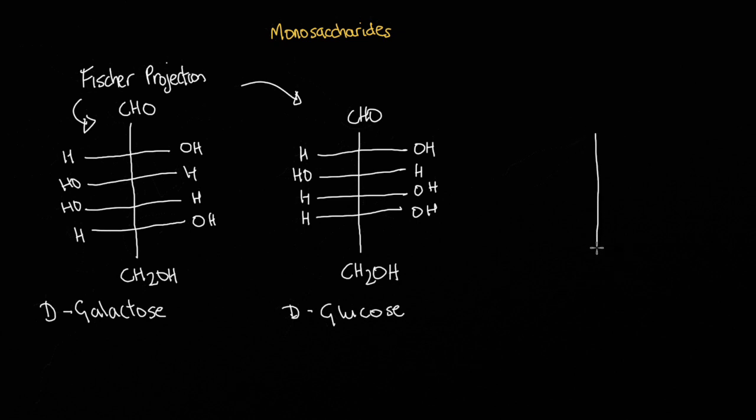Okay, let's move on to fructose. Again, draw a straight line down, but in this case, only 3 horizontal lines, 1, 2, and 3. Now what I'd like you to do is copy what we have on those 3 horizontal lines with regards to glucose. So we've got a HO there, we've got a hydrogen there, an OH there, an OH there. Copy the bottom, CH2OH.